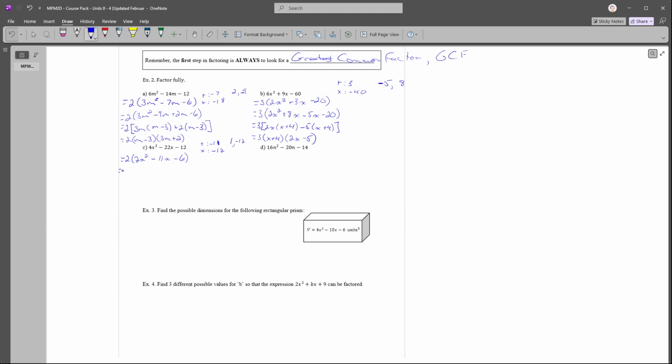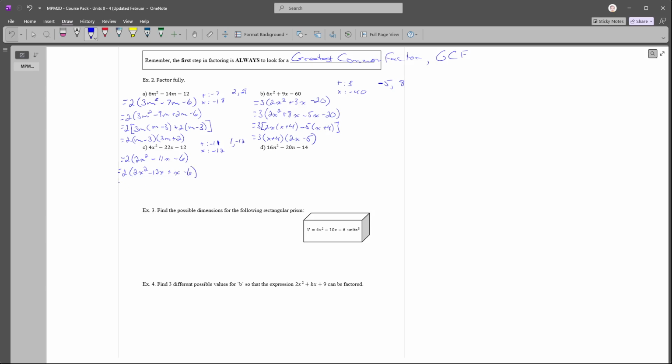Now, let's write it out. We have 2. And then our first term is going to be 2x squared. Now, do I want to put the 1 or the negative 12 with that 2? It doesn't really make a difference. I'm going to put the negative 12. Minus 12x plus 1x, so I can just write x, minus 6.